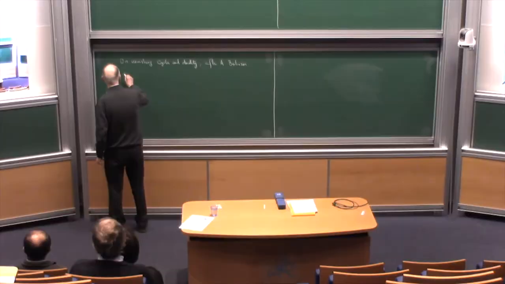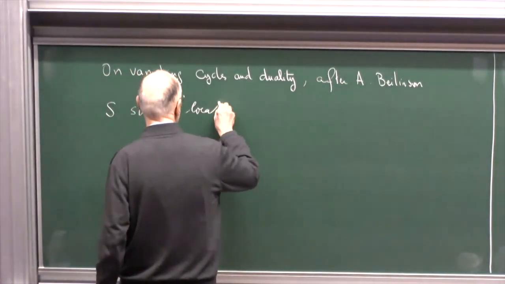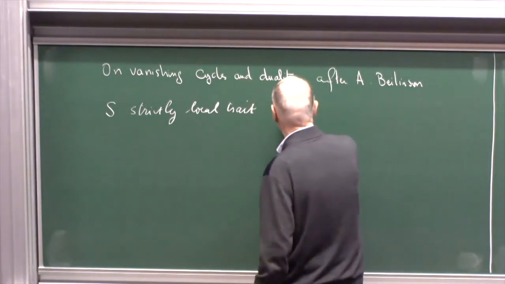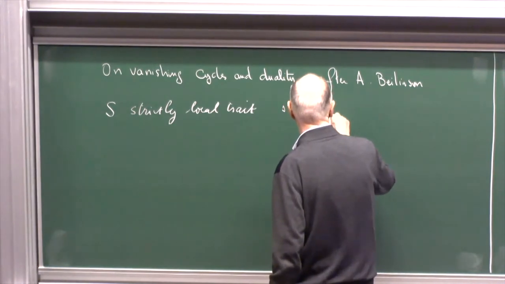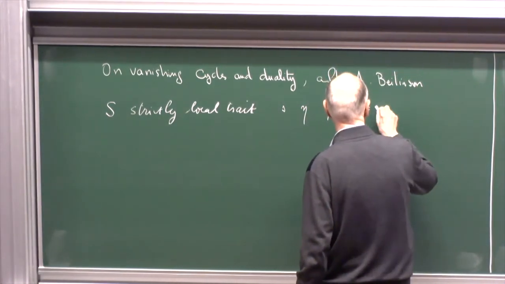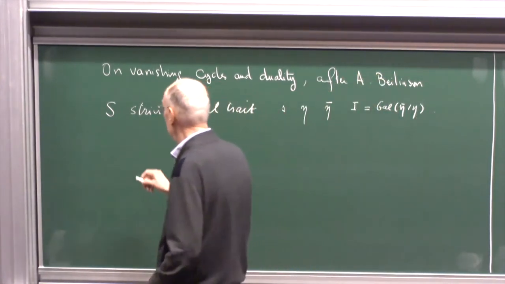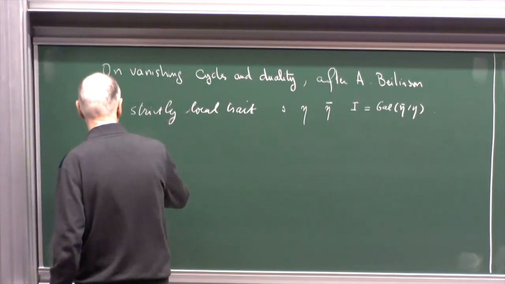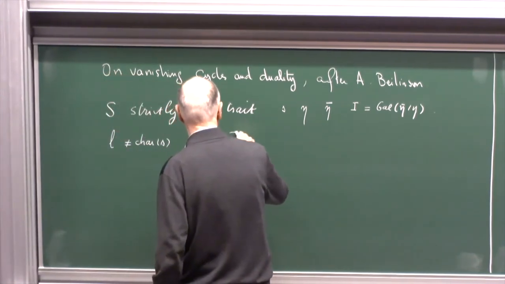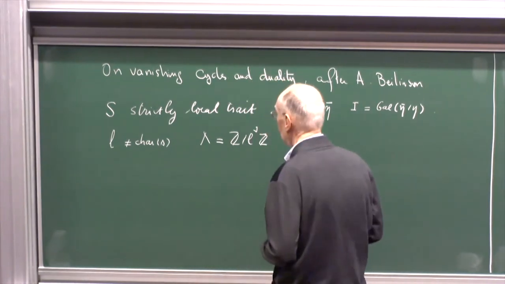So I will work over a strictly local trait S. And with the usual notations: s the closed point, eta the generic point, eta bar a separable closure of eta, I the inertia group. I will take a prime number l different from the characteristic of S, and I will work with coefficients Lambda, Z over l to the mu Z, for mu at least one.